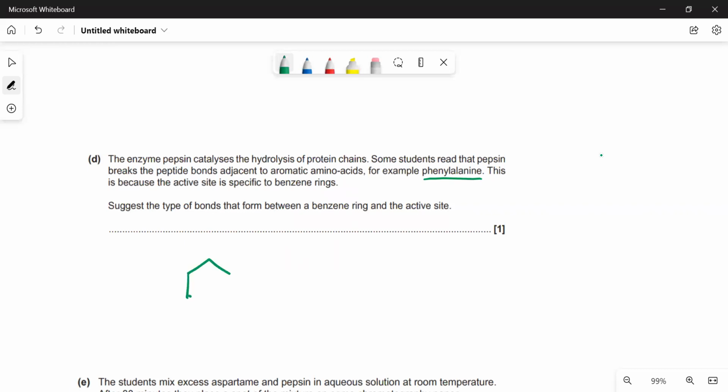Now, what kind of intermolecular forces? So there's a benzene ring, which is attached to the phenylalanine. What type of bonds form between a benzene ring and the active site? Well, benzene ring has got no polar molecules. It can't form hydrogen bonds. It can't form any permanent dipole-dipole interactions. So it's got to be London forces. In other words, temporary dipole-dipole interactions.